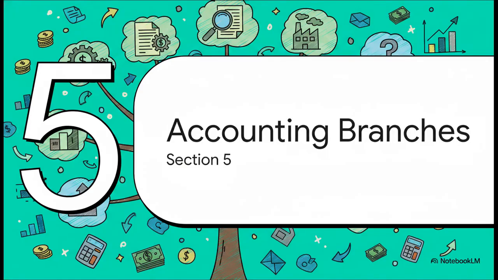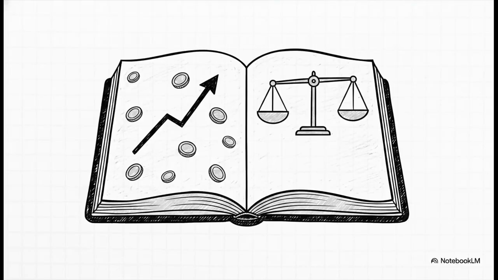All right, final stop, Section 5, the 5 branches of accounting. Because as businesses expand, one size definitely does not fit all. As corporations blow up in complexity, their needs splinter. First up, and the most standard, is financial accounting.